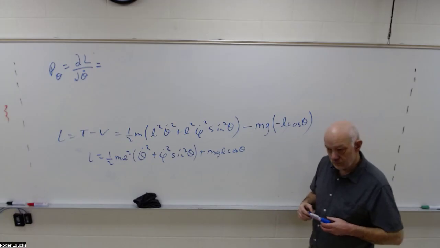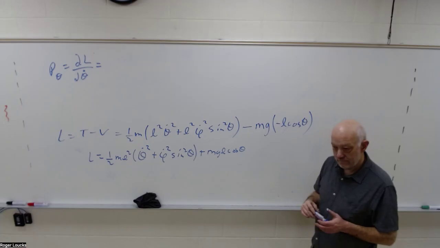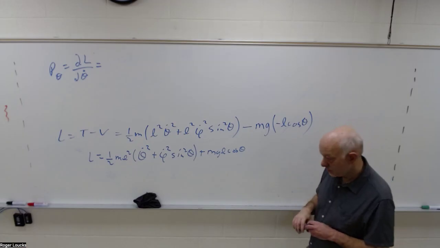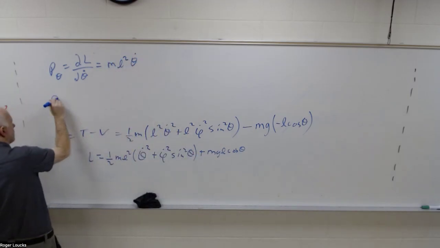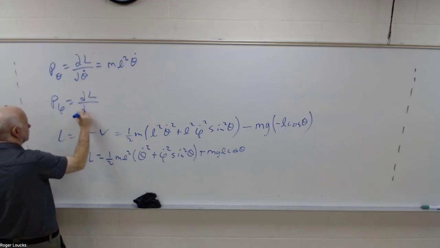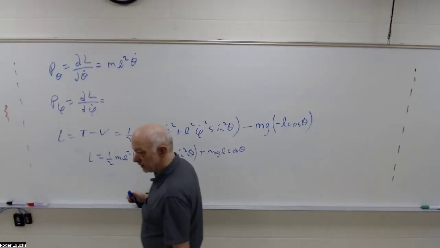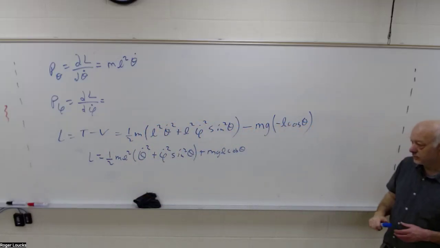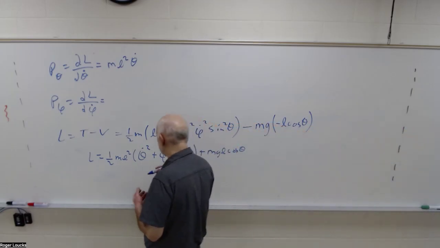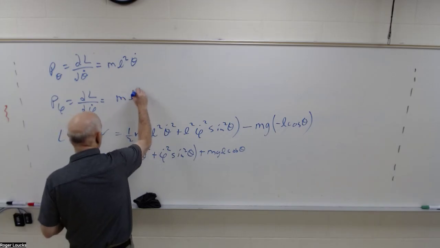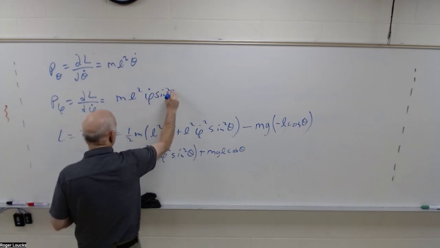This is m l squared theta dot. We're going to have p phi, which is the partial of L with respect to phi dot. And that's my buddy: m l squared phi dot sine squared. Yeah, it looks weird, but that's what it is. This is m l squared phi dot sine squared theta.